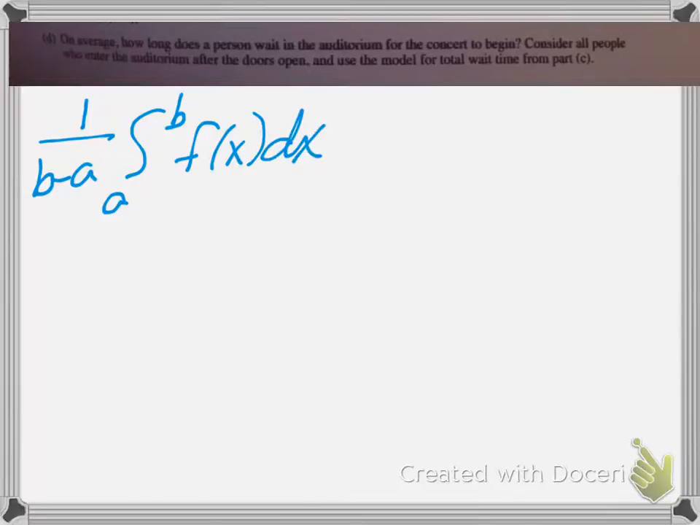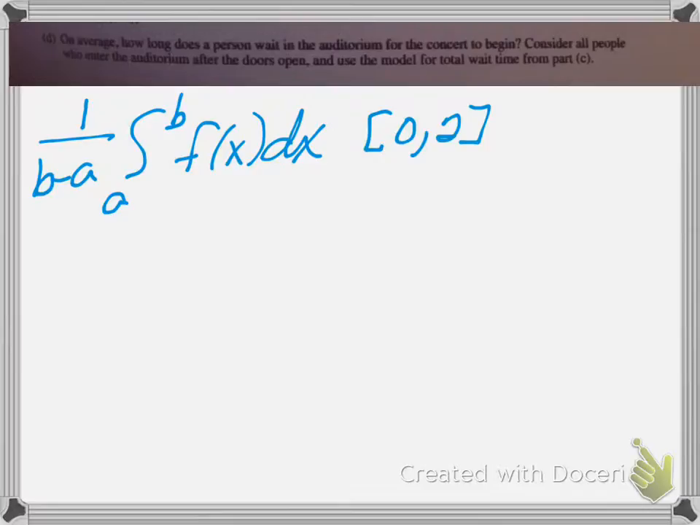Okay, and finally this is part D, the last one, on average. As soon as we see average, we're thinking about this formula, because that's how you get the average value. And so on average, how long would a person wait for the doors to open, considering all people who entered? So that's from 0 to 2. Not just from 1 to 2 now.